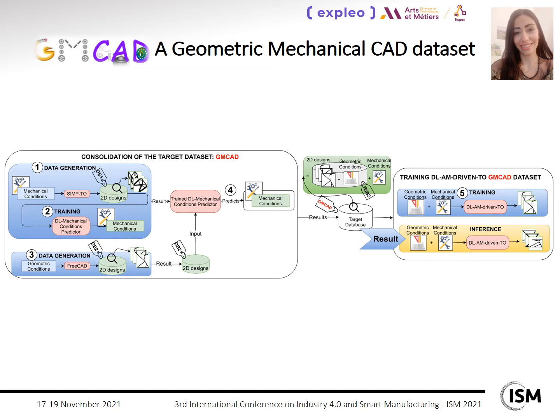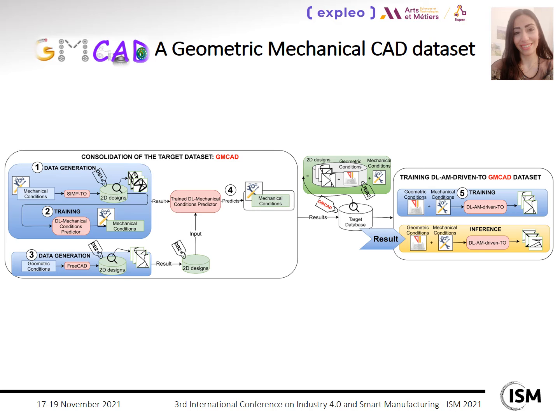In this slide, we show the global roadmap we follow in order to create this deep learning additive manufacturing driven topology optimization model that will integrate mechanical and geometrical AM-related constraints. This work is divided into two big parts. The first part makes the subject of this article, which is the consolidation of GMCAD, and the second part will be submitted soon in another conference. The consolidation of GMCAD consists of 4 steps.